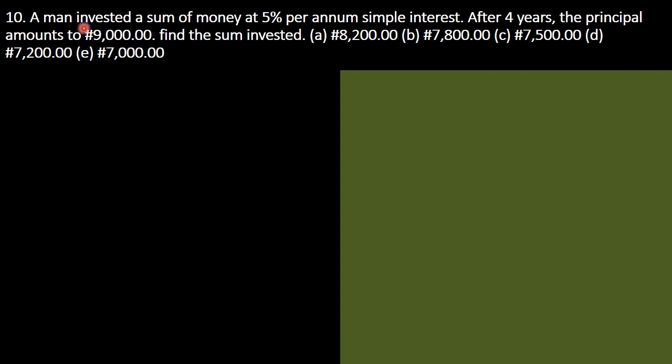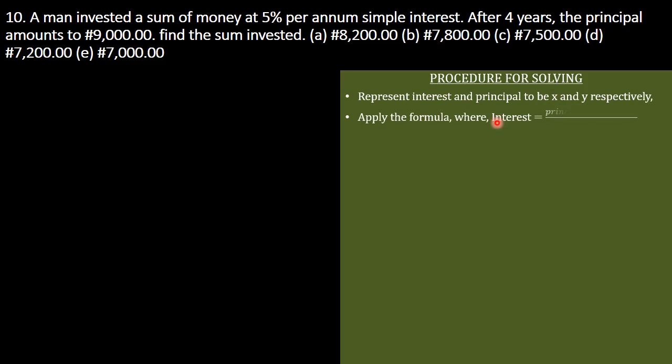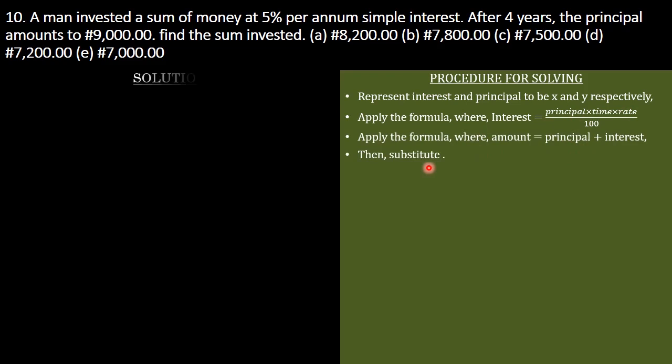Question 10. A man invested a sum of money at 5% per annum simple interest. After 4 years, the amount is 9,000 naira. Find the sum invested. Let's check the procedure for solving this. The first step is to represent the interest and principal as x and y respectively. Then apply the formula where interest is equal to principal multiplied by time multiplied by rate over 100. Apply the formula where amount is equal to principal plus interest. Then substitute. Let's check the solution.